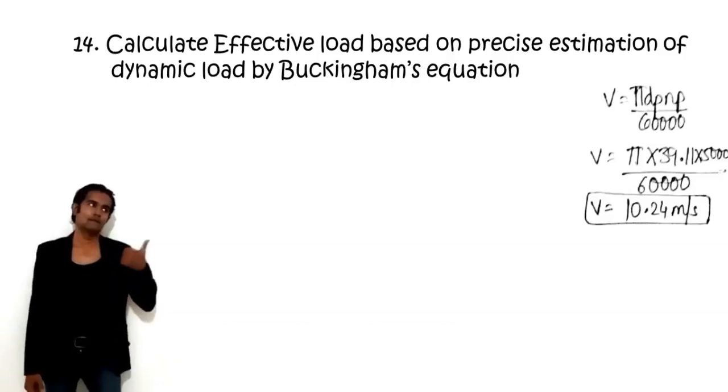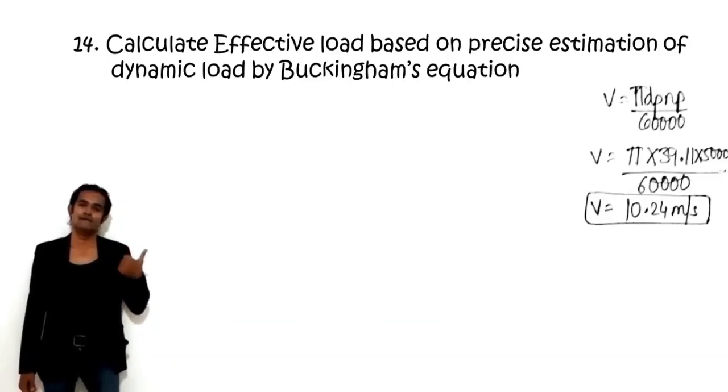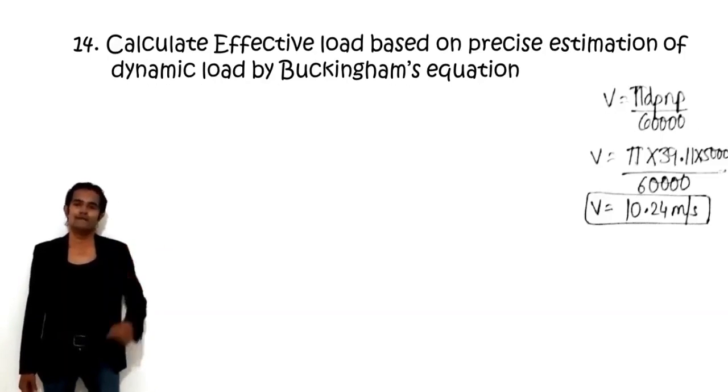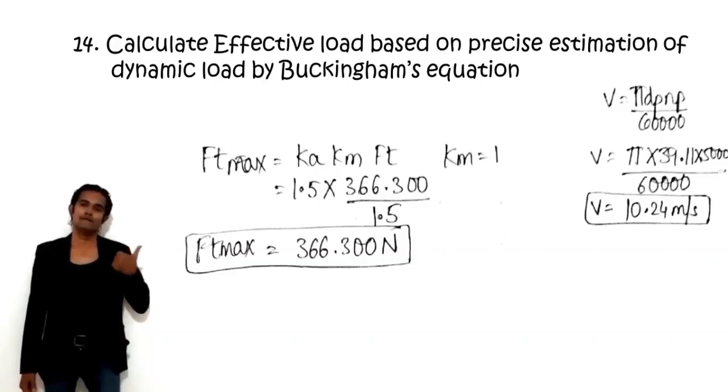I have to calculate the effective load on the basis of precise estimation of dynamic load by Buckingham's equation. So velocity is pi dp np upon 60,000. I have got dp as 39.11, so I will get velocity as 10.24 meter per second. Remember that 10 meter per second was only an assumption for the Barth factor. I have to calculate the new pitch line velocity, which is 10.24 meter per second. If I put down the value of Ft max, I am getting 360.